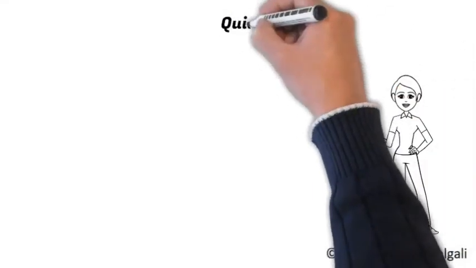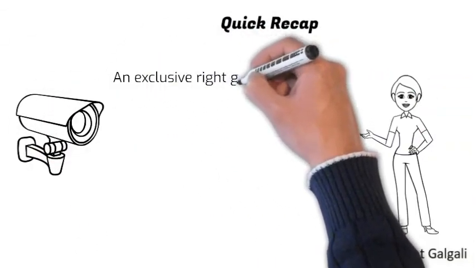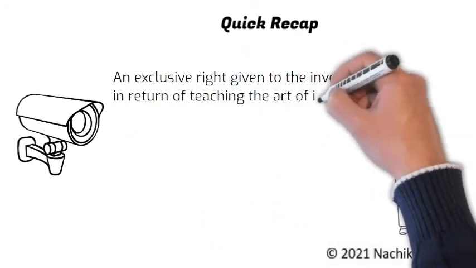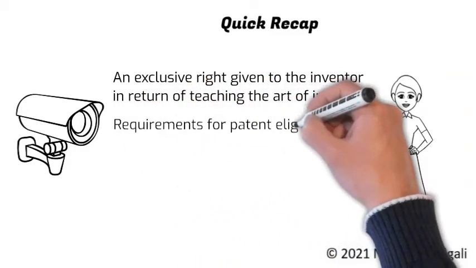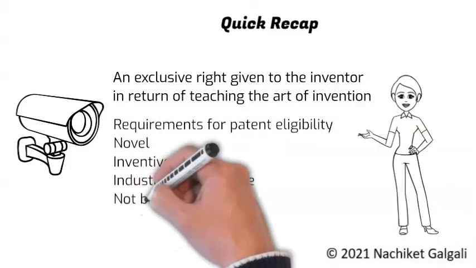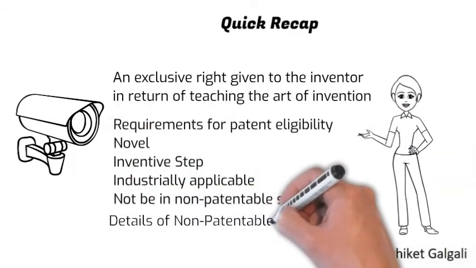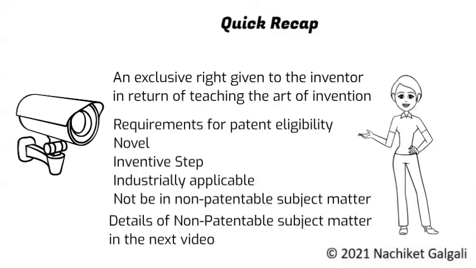Now let us recap what we saw in this video. A patent is an exclusive right given to the inventor, and in return, the inventor needs to teach the working and building of his invention. Only a product or a process can be patented, provided it is novel, must have an inventive step, must have industrial applicability, and must not fall in non-patentable subject matter. Now in the next video, we'll see what are not inventions or what are not patent eligible subject matter. Thank you.